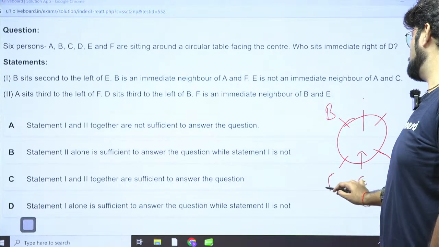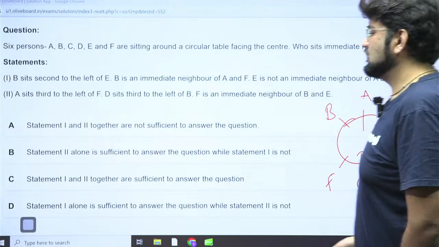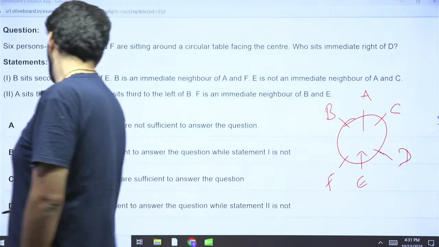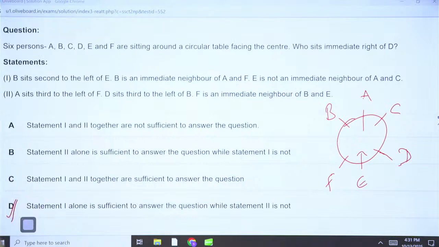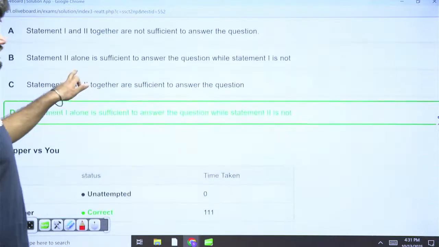So this is F. This is A. This is C. This is D. Who is immediate right of D? It's C. Done. Statement 1 alone is sufficient. There is no either. Okay. So option D is the right answer. If there is no either, you don't even have to check for the second one. Option D is the correct answer.